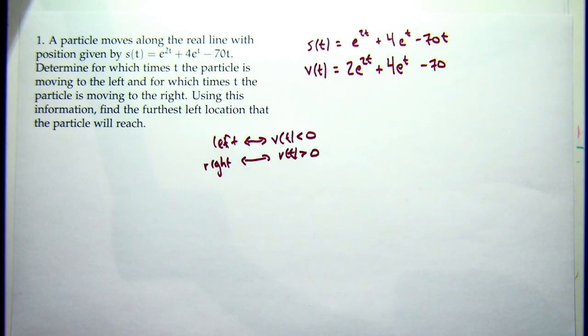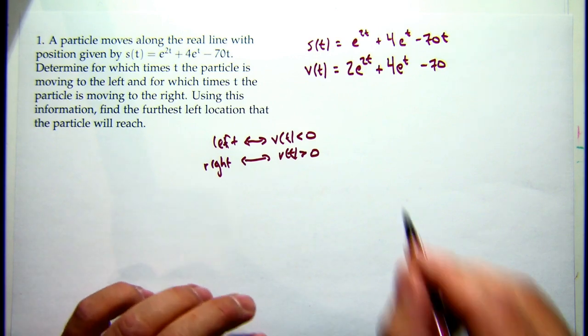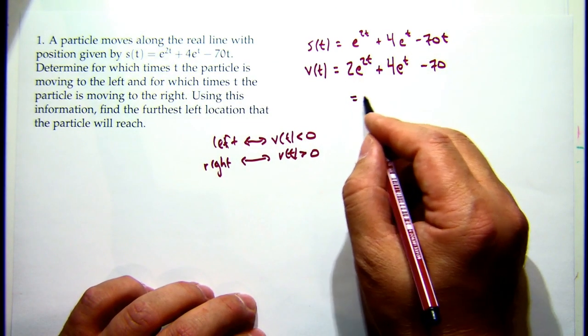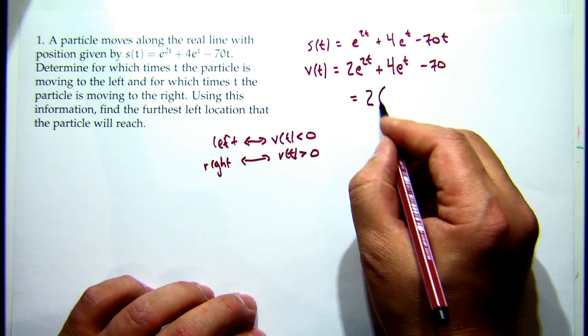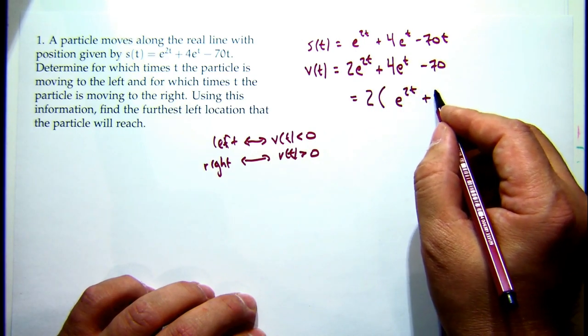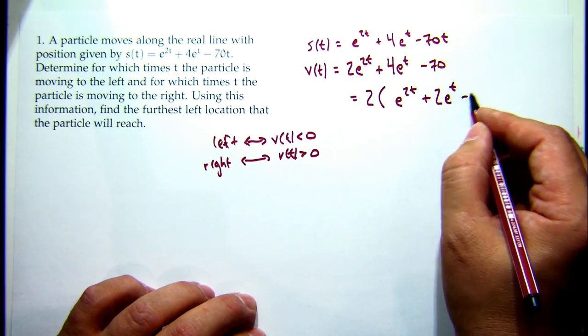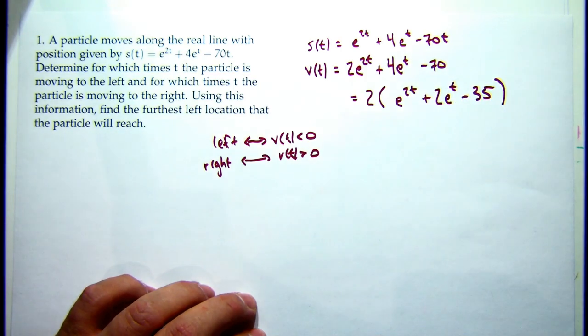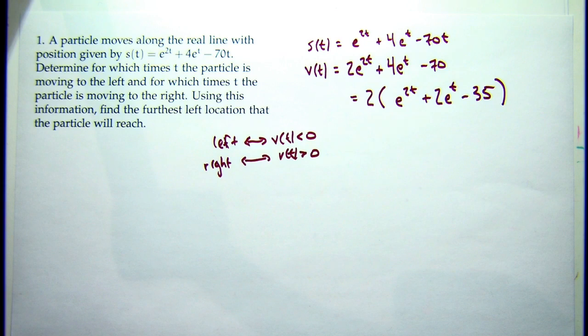2e to the 2t plus 4e to the t minus 70. Now, I want to try to understand it better, so I'm going to try to write it in a different way. So first thing is, I notice everything has a factor of 2. I'll go ahead and pull that factor of 2 out. And now I have e to the 2t plus 2e to the t minus 35.